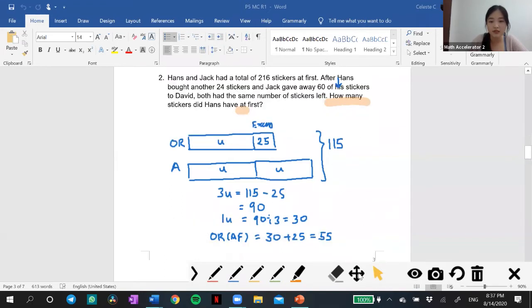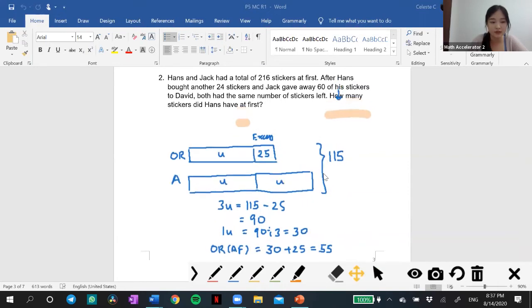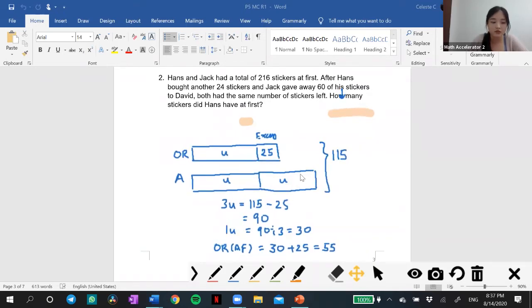So if you're confident, you can try question 2 by yourself and then check the answer on the screen with the rest of us. I'll leave this here for a bit more. So question 2. Hans and Jack had a total of 216 stickers at first. After Hans bought another 24 stickers, Jack gave away 60 of his stickers to David. Both had the same number of stickers left. So same number left. How many stickers did Hans have at first?